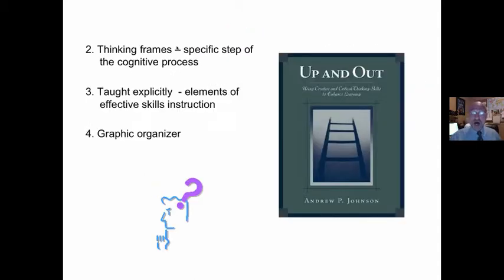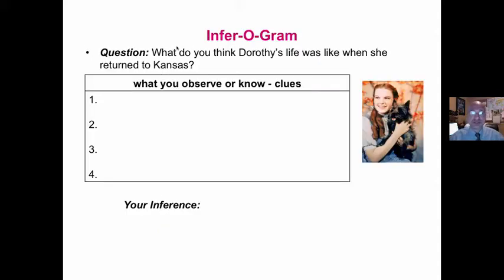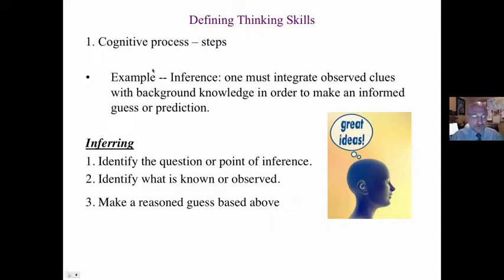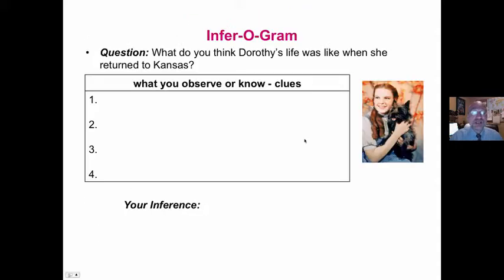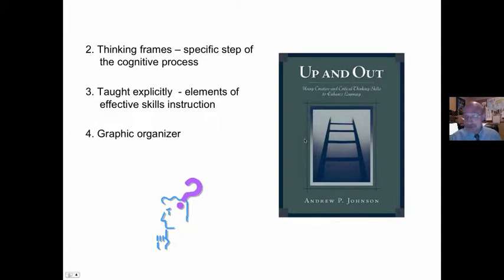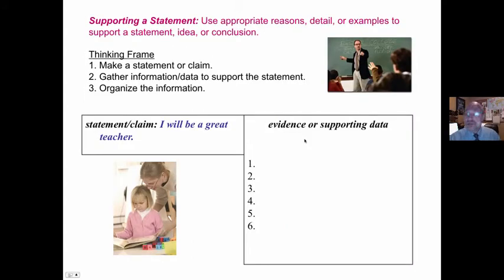A thinking frame is the specific steps of a cognitive process put into steps and put into poster form. Inferring, right there, is an example of a thinking frame, and you'll see some other examples of these. They should be taught explicitly using the elements of effective instruction, and a graphic organizer should be used to organize students' thinking. The cognitive process supporting a statement, there's the thinking frame, and here is the graphic organizer. I will be a great teacher. Supporting evidence, organize the information.